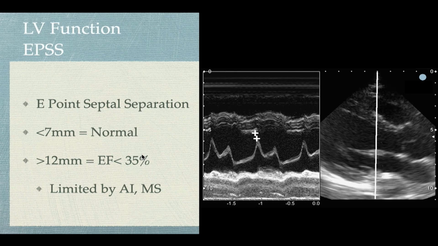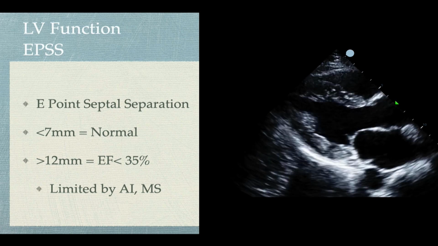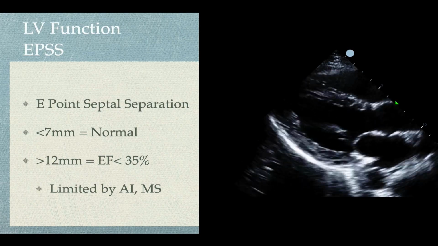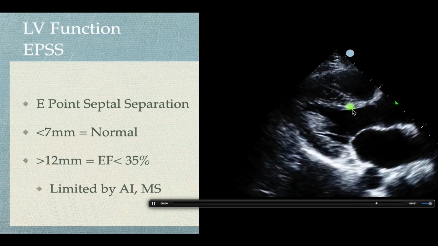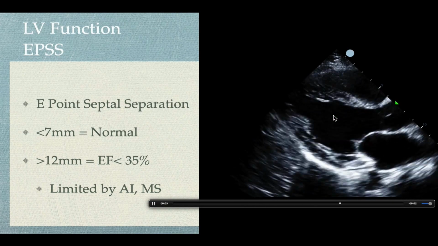It's limited by some valvular problems like aortic insufficiency or mitral stenosis. So it's not perfect, but it's easy. And this is actually the way I do it. Rather than measuring it, I just use it as a second check to see, oh yeah, that mitral valve is getting close to the septum. That is pretty good ejection fraction.